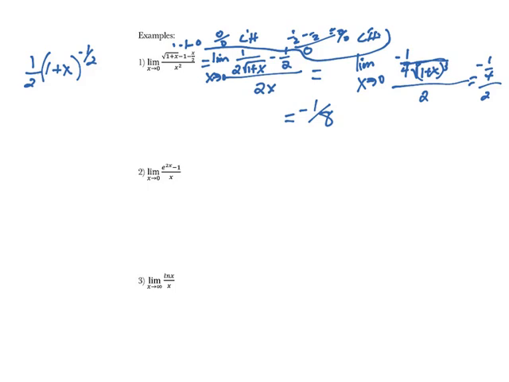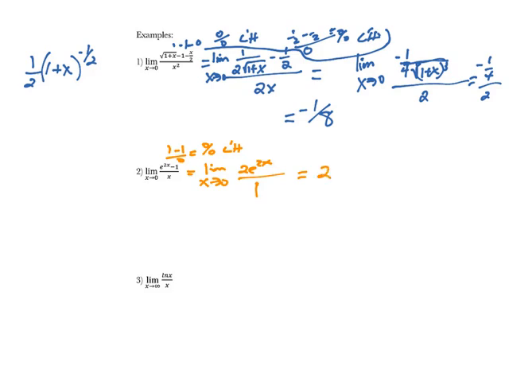So if I have e to the 2x minus 1 over x, and I plug 0 in for x, I will get 1 minus 1 over 0, or 0 over 0. So I can do L'Hopital's rule. So the limit as x approaches 0: the derivative of e to the 2x would be 2 e to the 2x. The 1 would go away, and the derivative of x is 1. So now when I evaluate by putting in 0, anything to the 0 power is 1, times 2 is 2, over 1, so my limit is 2.